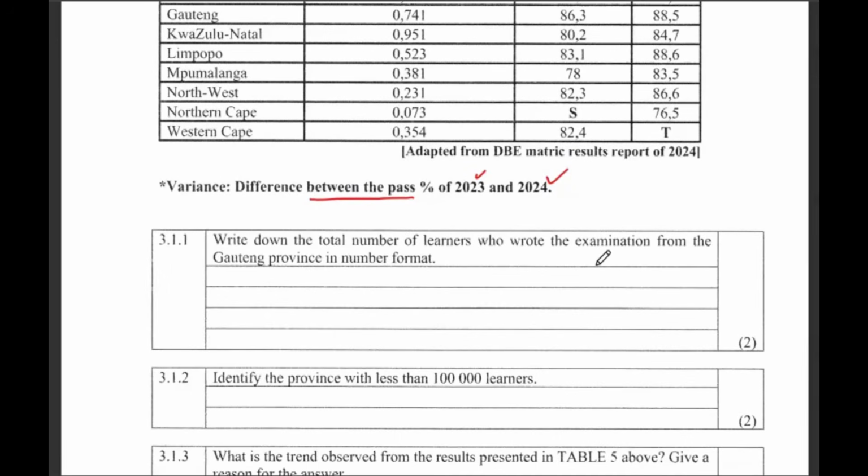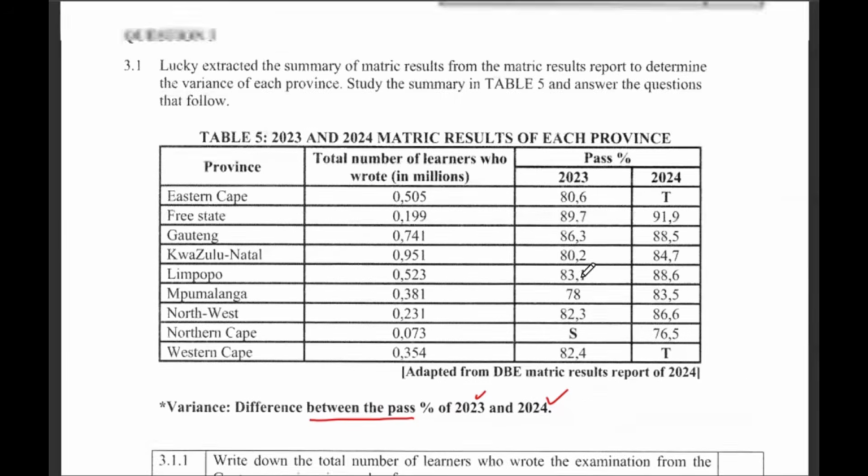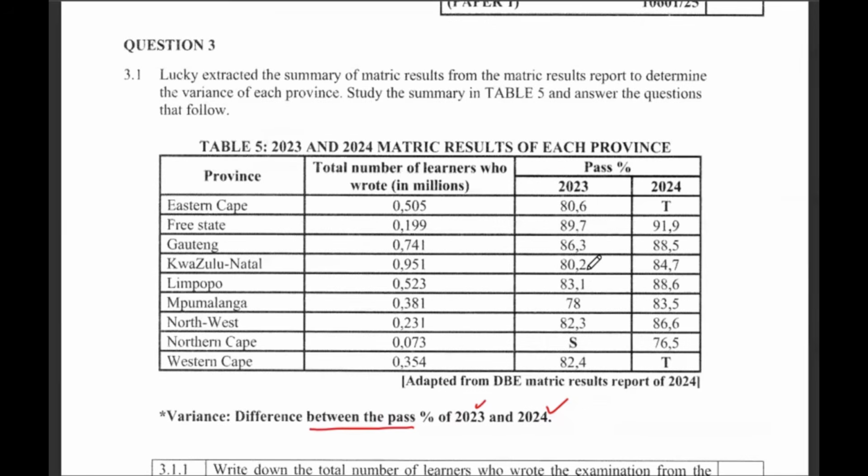3.1.1. Write down the total number of learners who wrote the examination from the Gauteng province in a number format. Now, when you look at the numbers, they're just confusing us by saying that these numbers are in millions. Meaning that for us to get the total number that we are interested in, we can just multiply this by 1 million, and then we get the exact number format that they want.